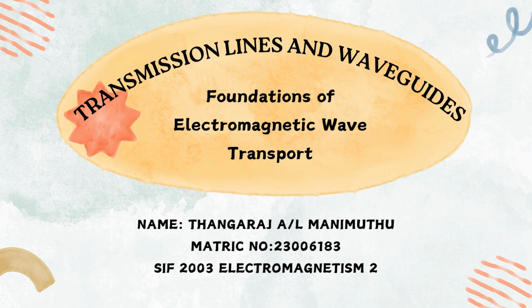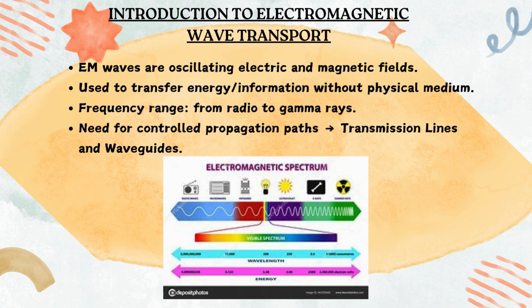Okay, we are diving into how electromagnetic waves, the same ones that carry your Wi-Fi, radio signal, and satellite communication, are transported. Electromagnetic waves consist of oscillating electric and magnetic fields. They move energy and information through space without requiring a physical medium. To make sure these waves travel efficiently, we use transmission lines and waveguides. These are engineered paths that control the propagation of these waves, especially in high-speed systems.